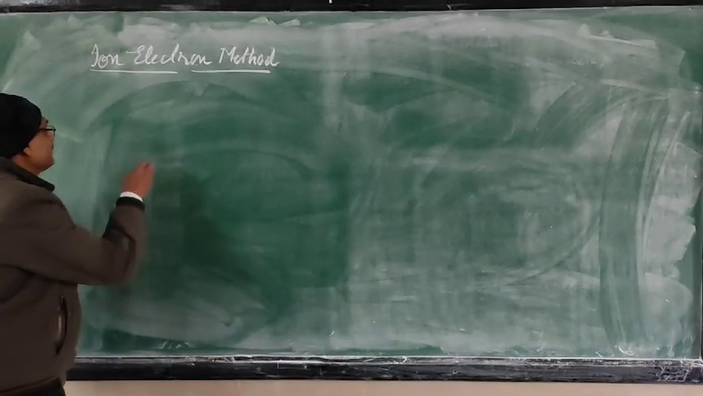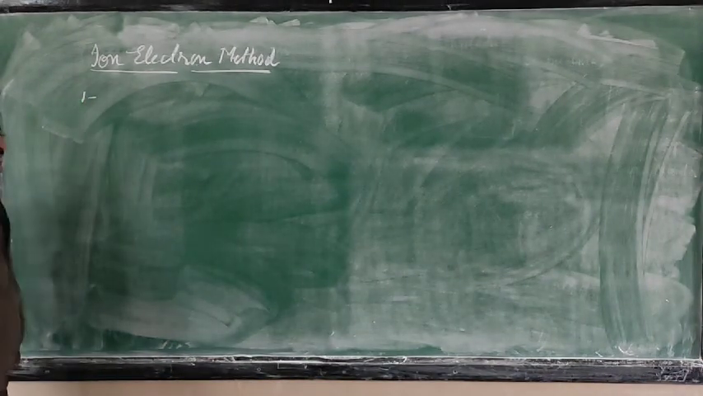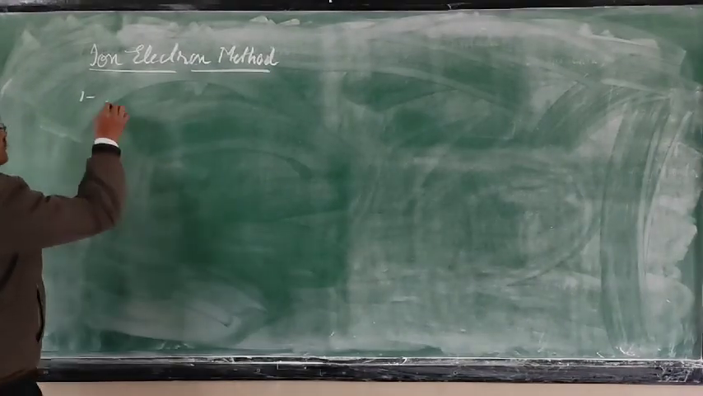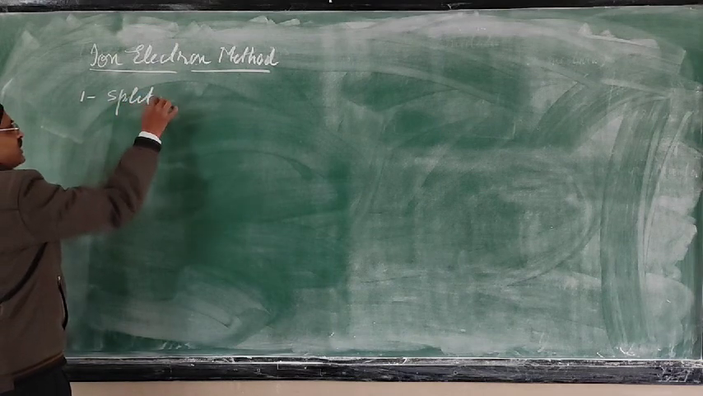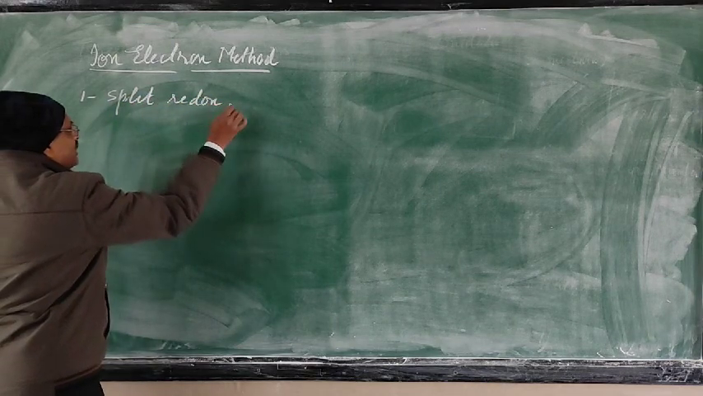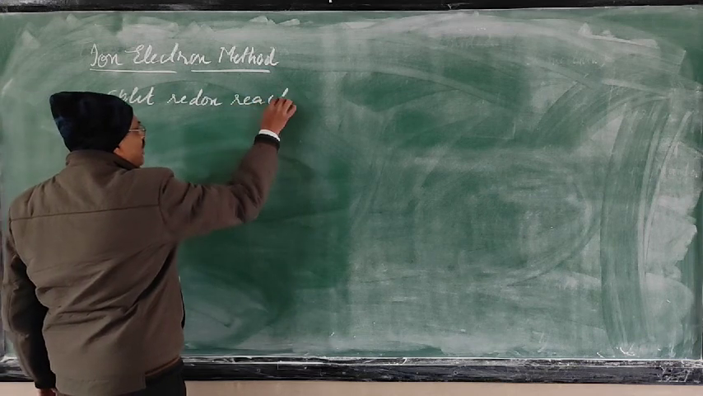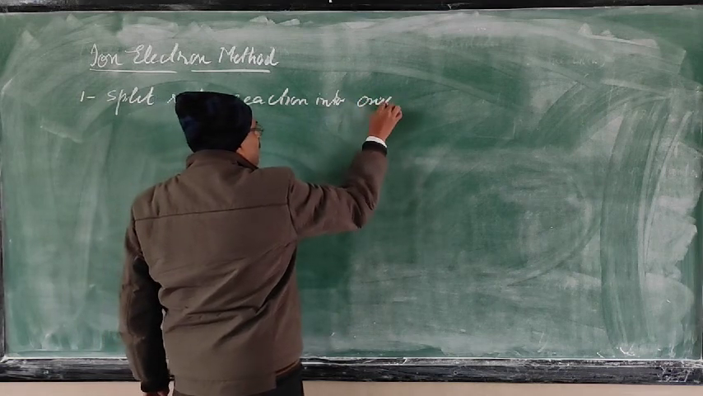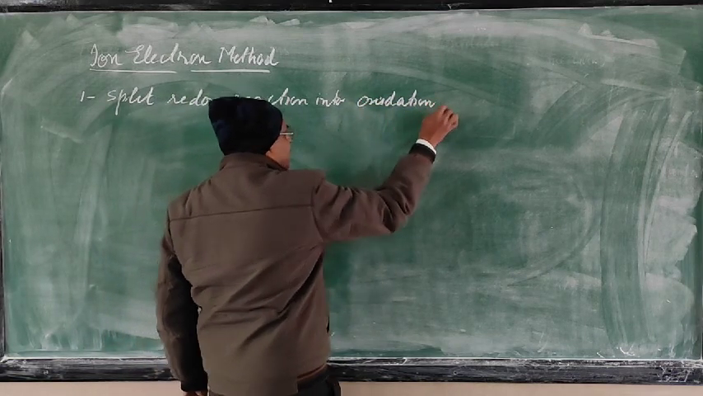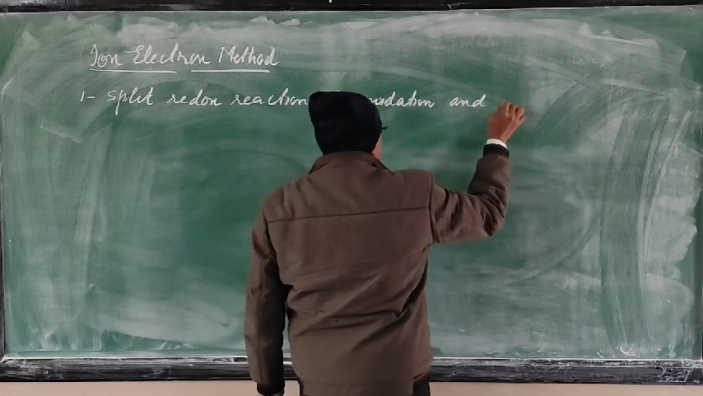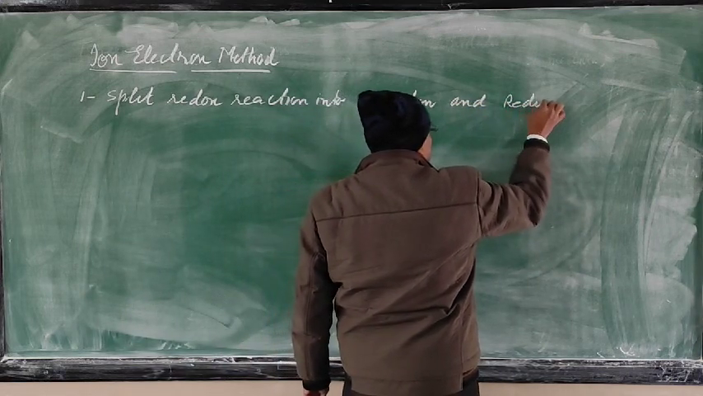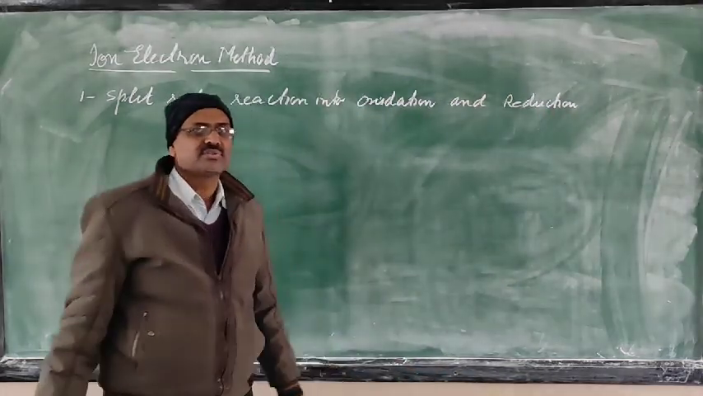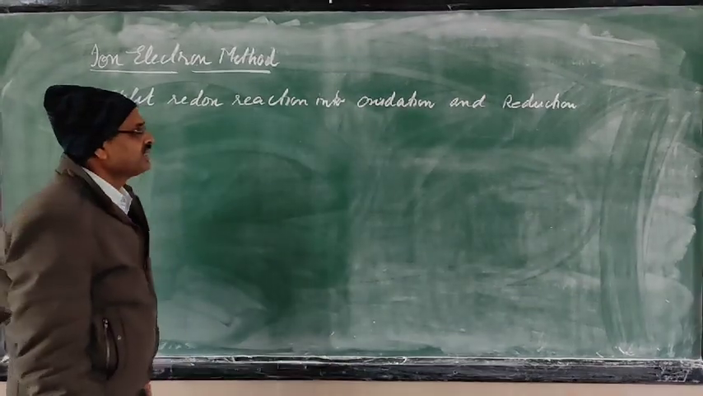First point: in the ion electron method, split the redox reaction into oxidation and reduction. Means whatever equation is given to you, you write in two different equations. One is oxidation, another one is reduction.